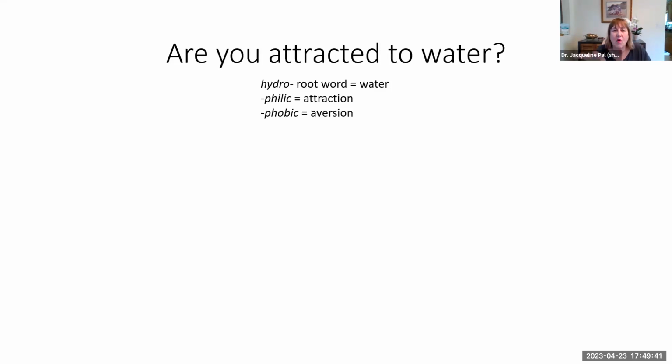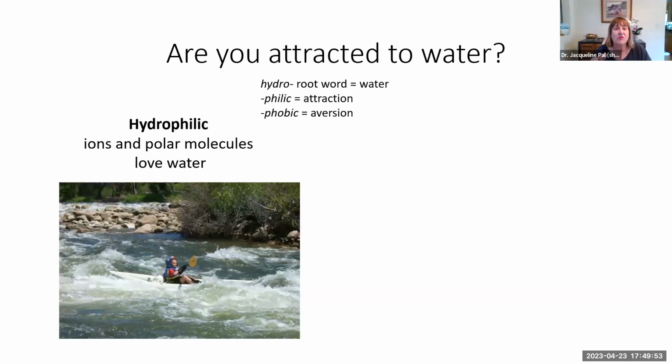Now, when we talk about water, the root word for water is hydro. And if you're attracted to water, you would be a polar molecule because water is a polar molecule. And so then we would say you are hydrophilic. So all of our ions, whether they're positively charged or negatively charged, can be attracted to either the hydrogen positively charged side or the oxygen negatively charged portion of water. So all those ions and polar molecules are called hydrophilic.